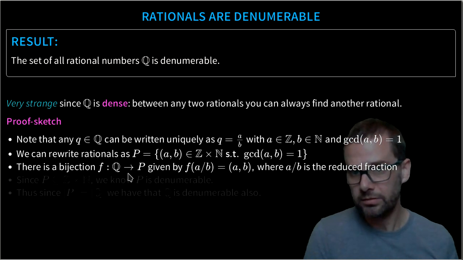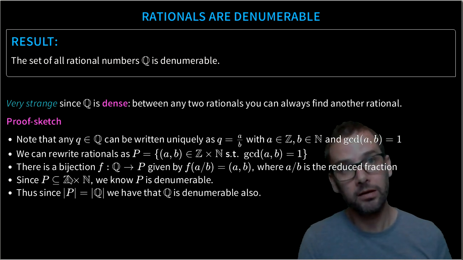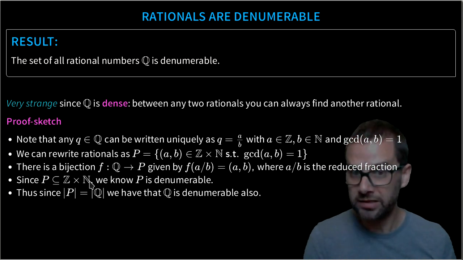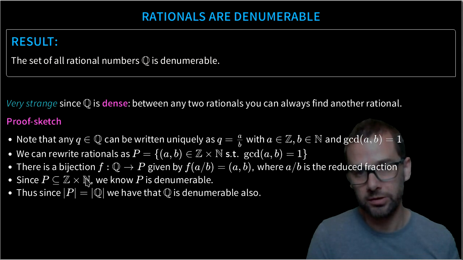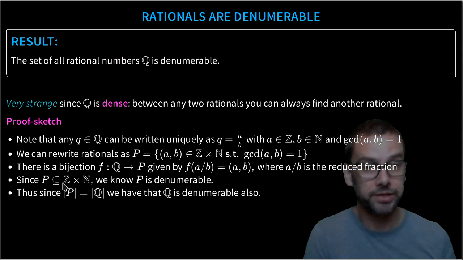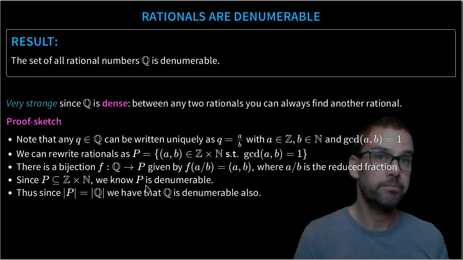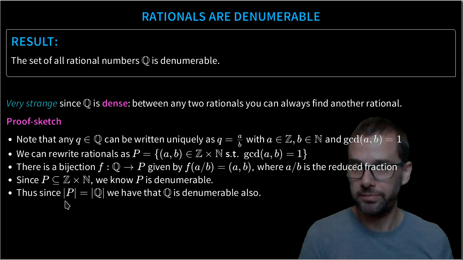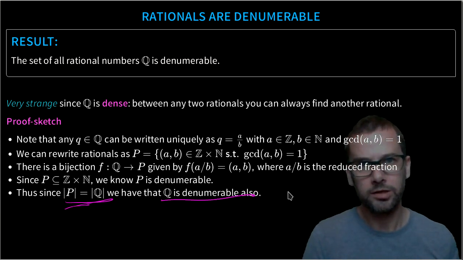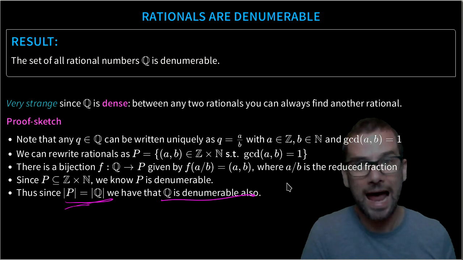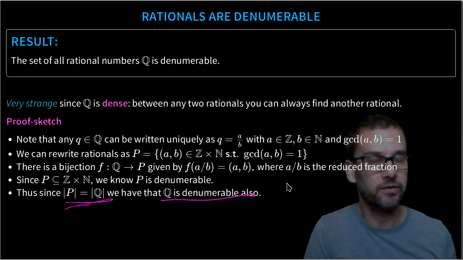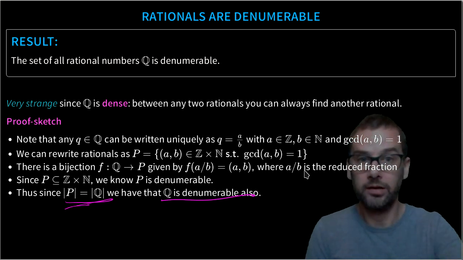Now, P, just by construction, is a subset of Z times N. So Z times N, well, that's denumerable, so the Cartesian product is denumerable, and so any infinite subset of that denumerable set must also be denumerable. So we know that P is denumerable. But since P and Q are in bijection with each other, we know that Q is denumerable as well. So this is a very, very weird result that the rationals are actually just the same size as the integers. This is a very weird thing that infinite sets do. And I think that's where I'm going to stop.